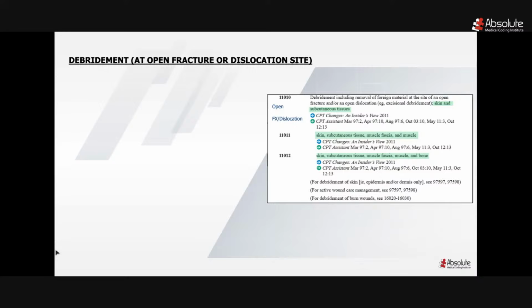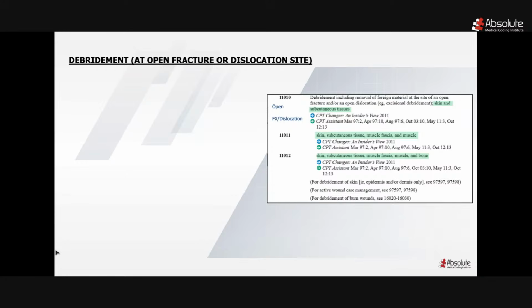So here we have code 11010, which is for debridement of skin and subcutaneous tissue, including the removal of any foreign material at the fracture or dislocation site. And 11011, that is for debridement that extends down to the muscle and fascia at the fracture or dislocation site. And finally, we have 11012, which is the most extensive, with the debridement that goes all the way to the bone at the fracture or dislocation site.